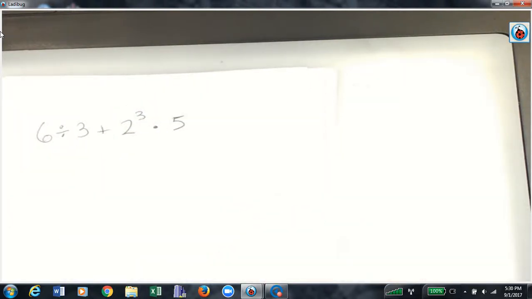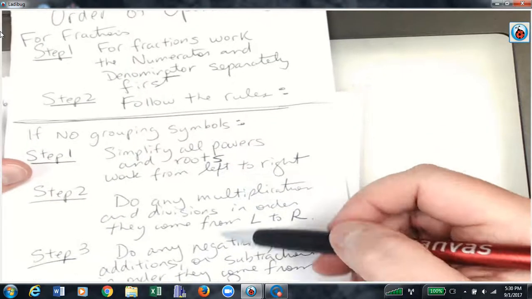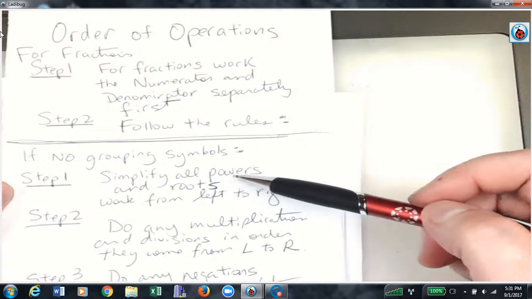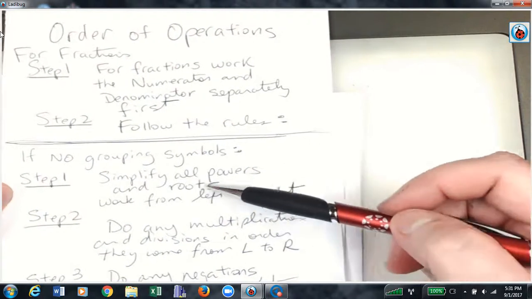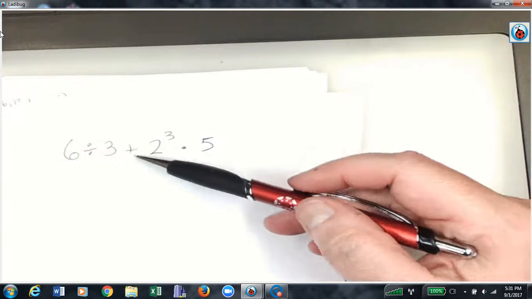Okay. Now, do I have any grouping symbols? Are there any parentheses in this? No. Okay. Do I have a fraction there? No. Okay, so I'm going to be using these steps. The first thing I have to attend to is any powers or roots. I do have a power here, don't I?